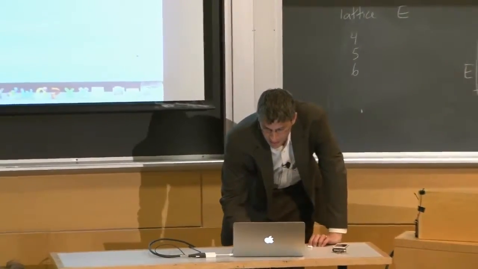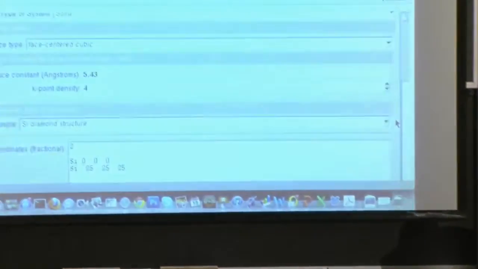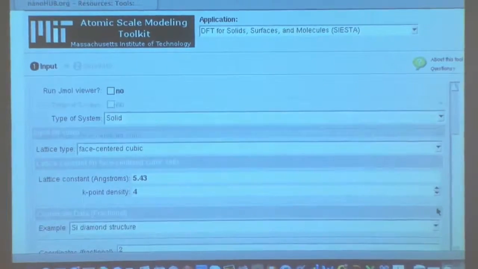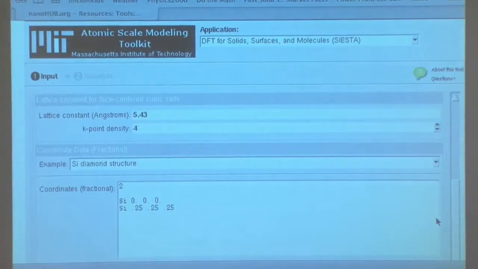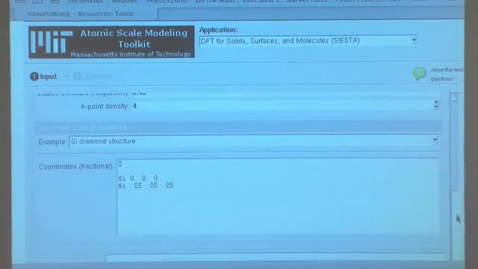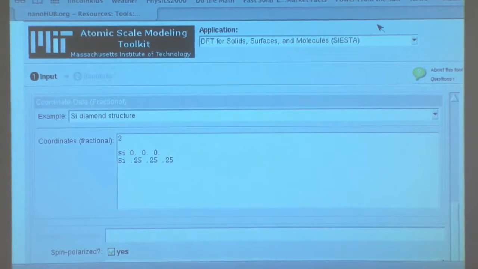So you see, here's our tool. And it's actually already defaulted to silicon. And so you can just press... why isn't it?